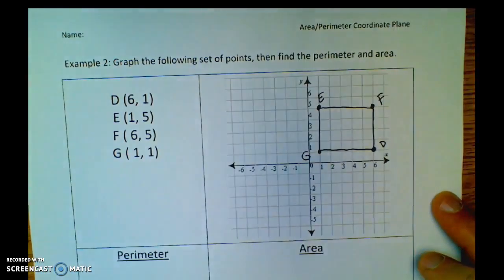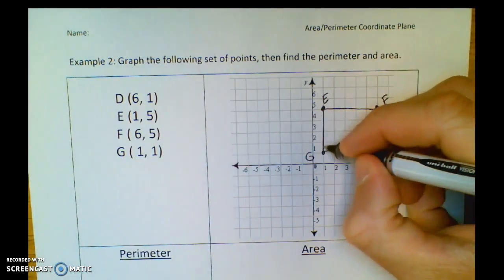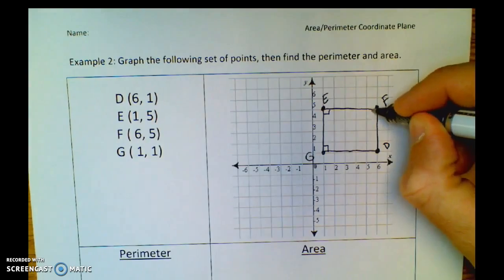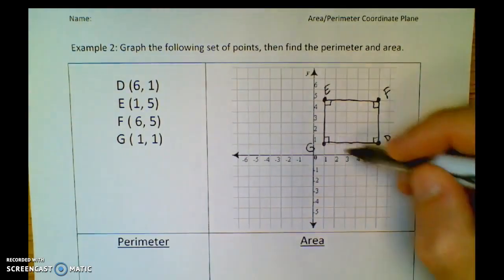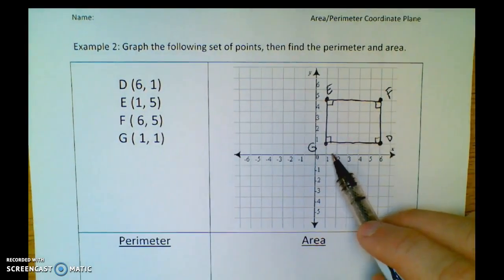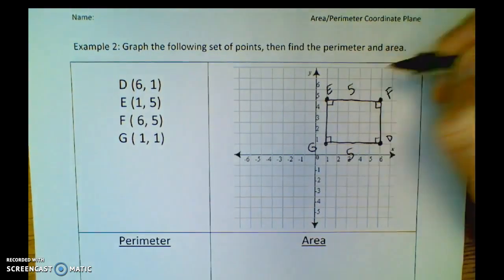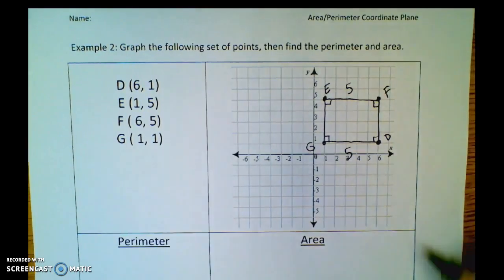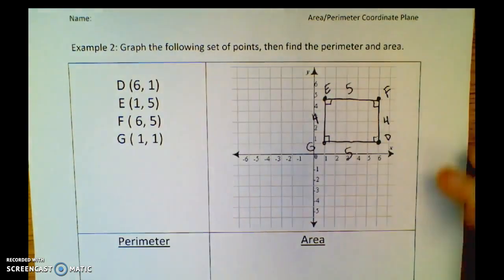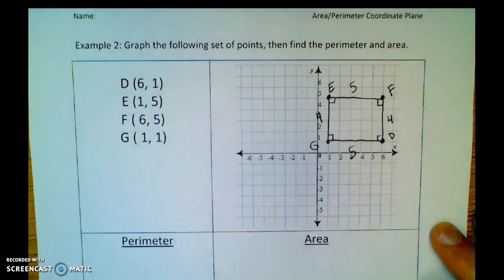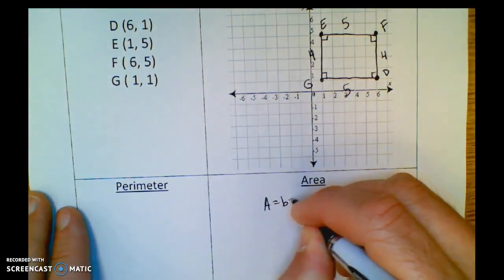Alright, so again, since the sides are completely vertical or completely horizontal, these are right angles, they're perpendicular. So we've created a rectangle. And since we've done that, we're able to just count the side lengths to figure out how long these sides are. So on the bottom, looks like it's going to be 5 spaces. Which also means on the top it has to be the same because on the rectangle the opposite sides are the same. On the sides it looks like it's about 4 spaces.